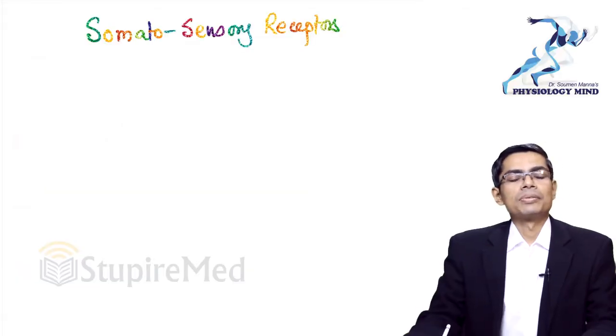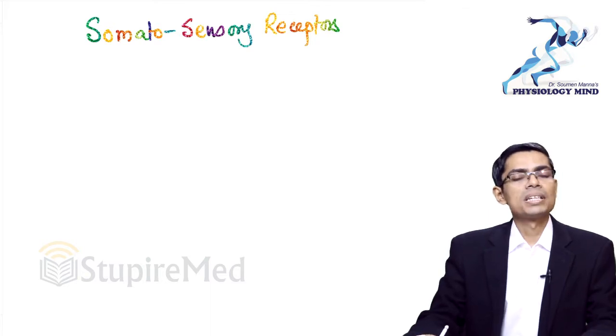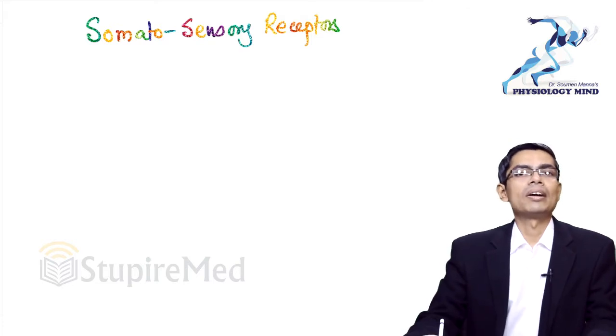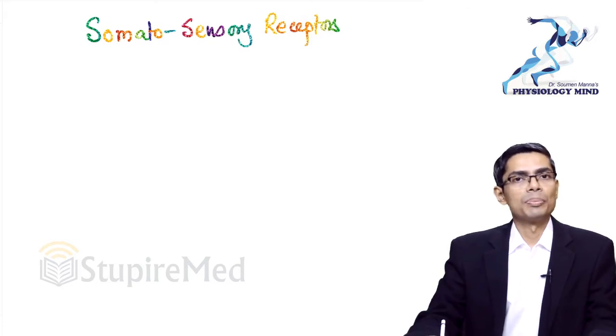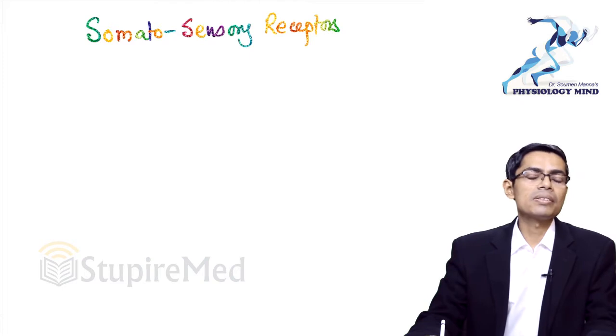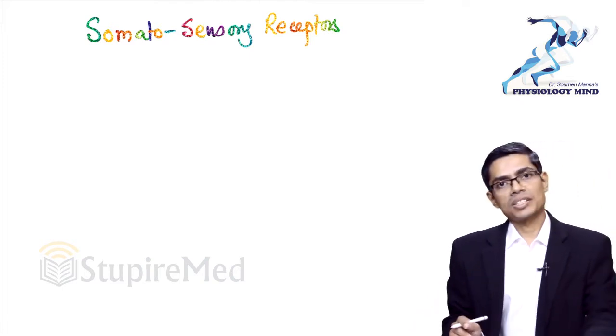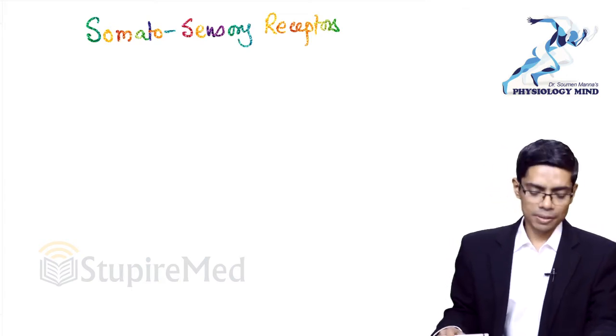Now we are going to start the sensory system. The first topic is the somatosensory receptors. Okay, the receptors which are present mainly on our body surface, which conduct the somatic sensation. Now there is a classification system for this somatosensory receptor.